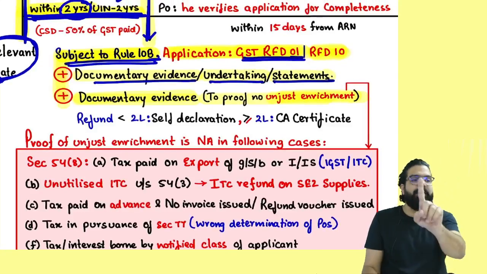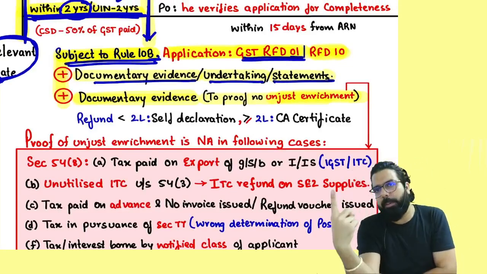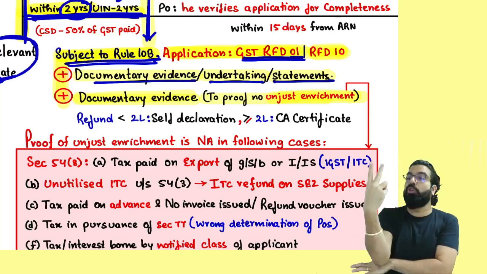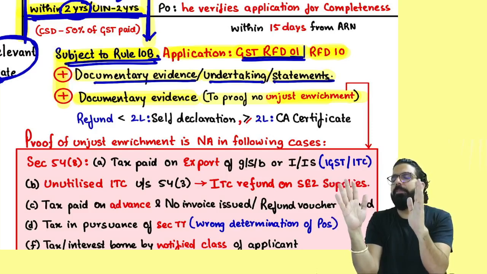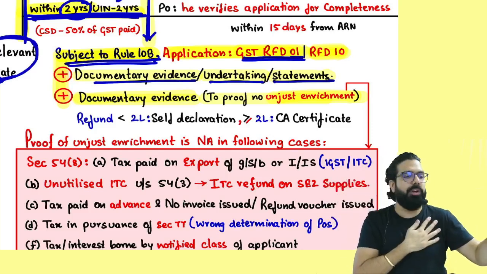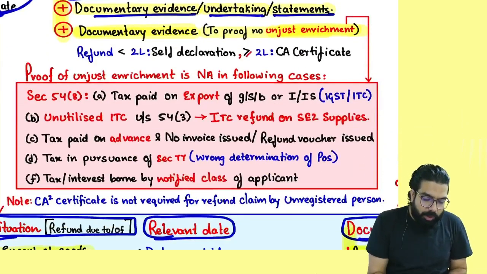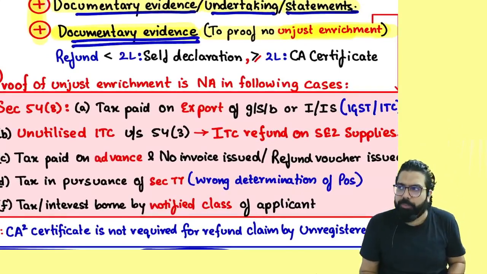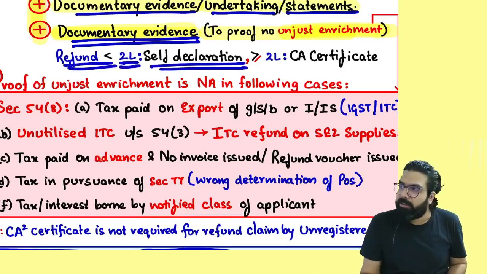Can you tell me what are the 3 things required? One is an application. You have to submit one application. Number 2, documentary evidence to prove that the refund is due. And also documentary evidence to prove that, sir, there is no unjust enrichment. I am not becoming rich at the cost of someone else. It is my refund only. Then the refund will be given to you. Always remember, what is the documentary evidence to prove that the refund should be given to you? No unjust enrichment. If the refund is less than 2 lakh, you have to give a self-declaration.